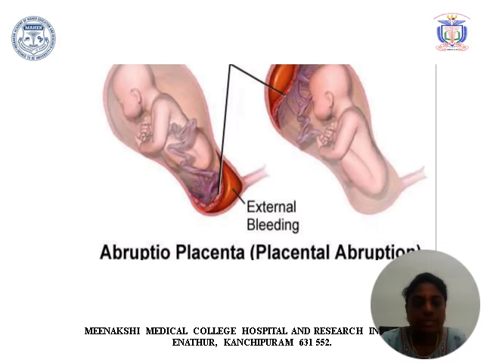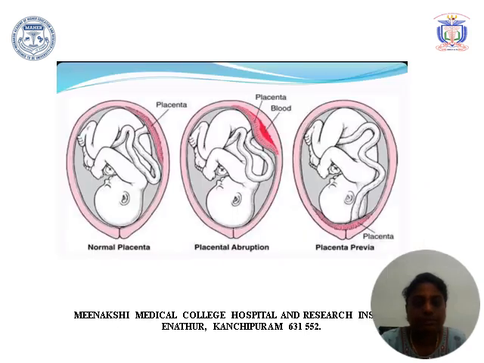So here there is external bleeding in abruption. In the left side figure, it is a normal placenta; in the middle one there is abruption, with collection of blood behind the placenta; and the third picture is placenta previa, that is a centrally located placenta.